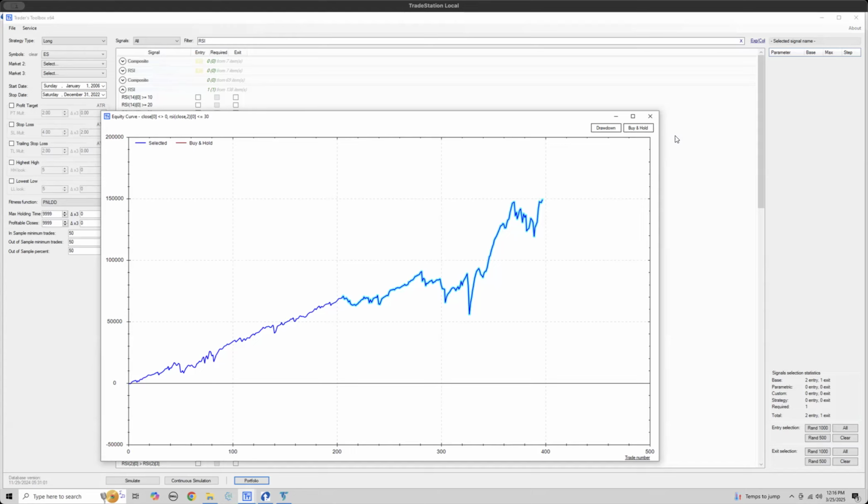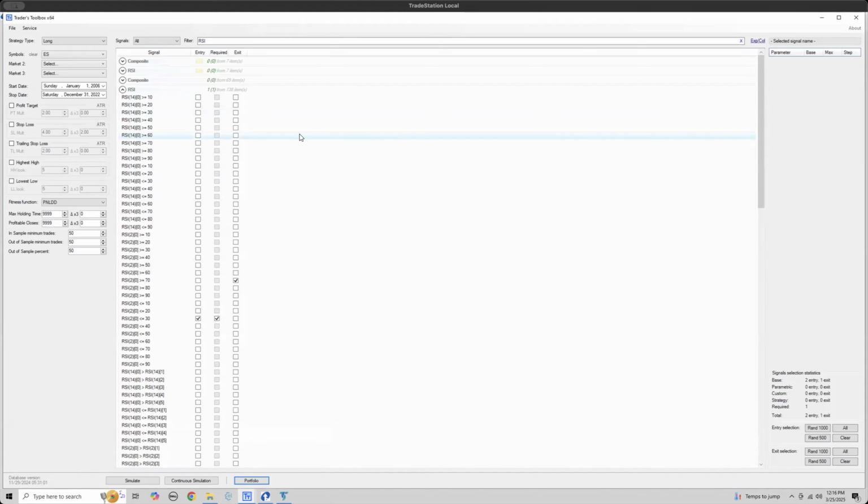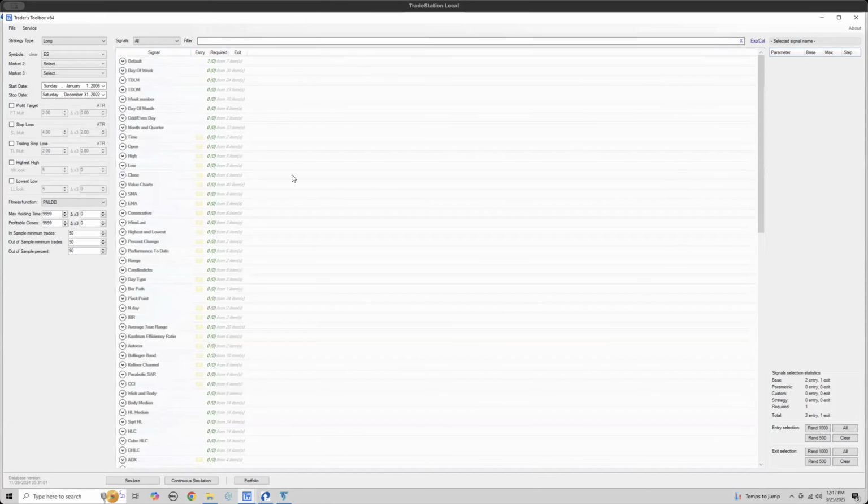So now that we have this, we can see we have some drawdowns. We want to improve it. All right, how do we do that? What we're going to do is clear out RSI here, in the sense that I want to show you all of the different filters. I'm going to come up here and just select the legacy filters.